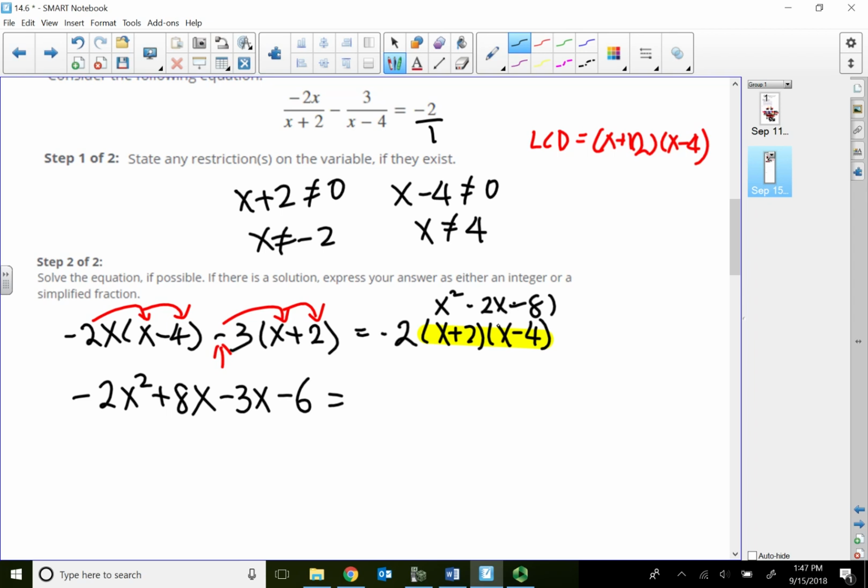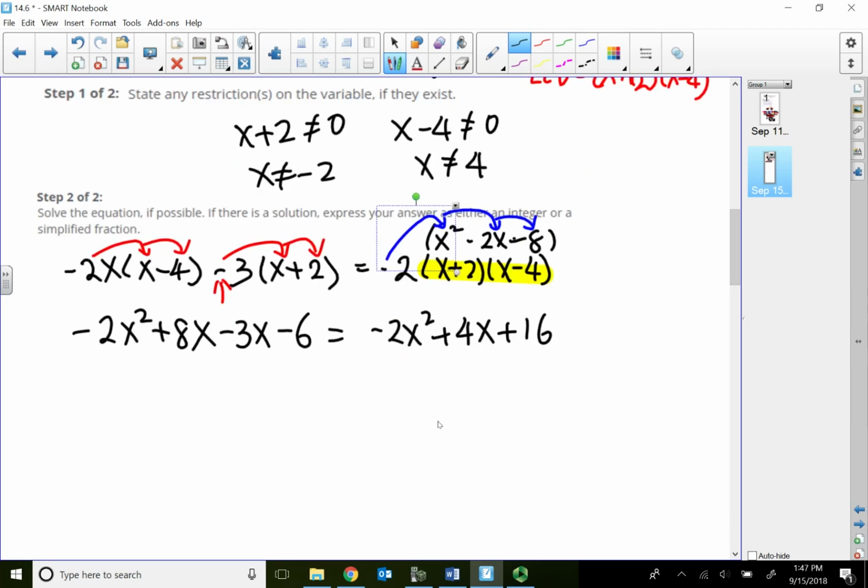And these three terms are now going to get multiplied by negative 2. So when negative 2 does a distribution here, I should get negative 2x squared plus 4x plus 16. So we write it all in one line, so we don't have to keep rewriting the same thing over and over.